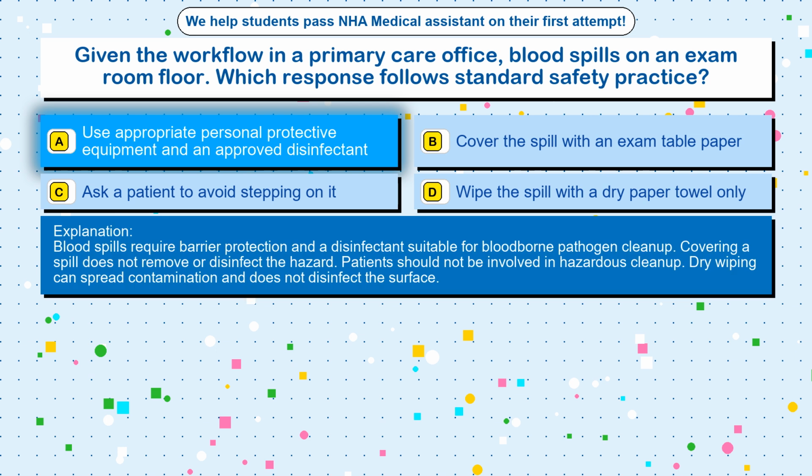Blood spills require barrier protection and a disinfectant suitable for bloodborne pathogen cleanup. Covering a spill does not remove or disinfect the hazard. Patients should not be involved in hazardous cleanup. Dry wiping can spread contamination and does not disinfect the surface.